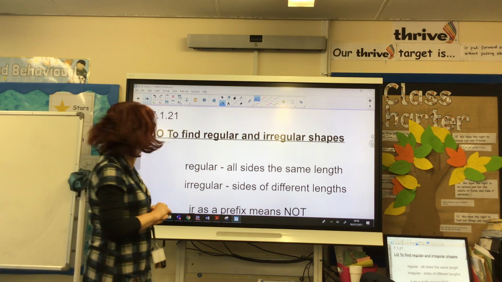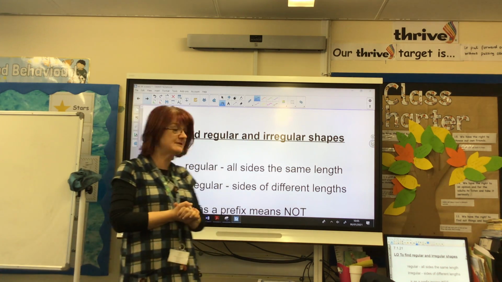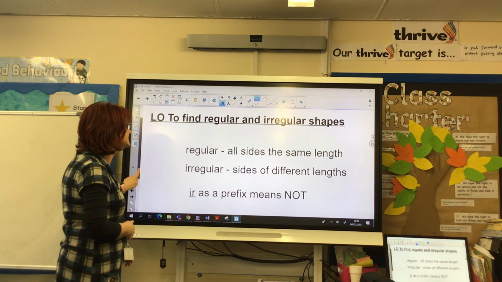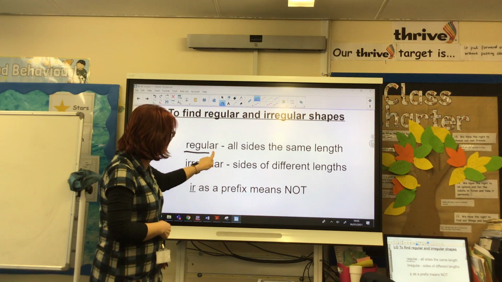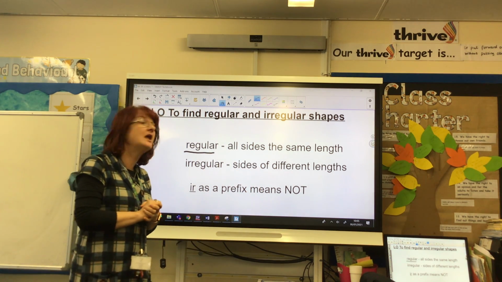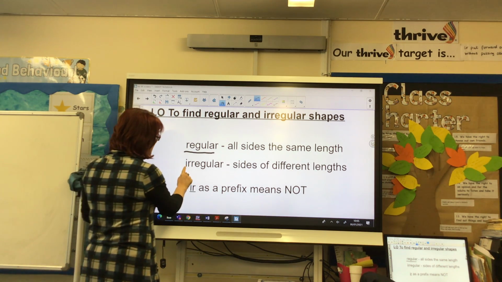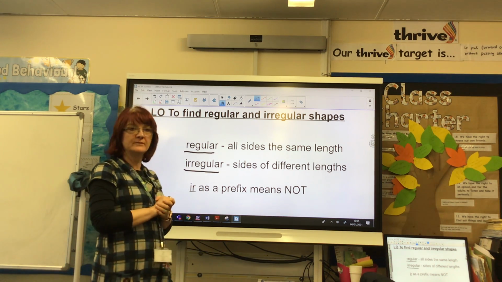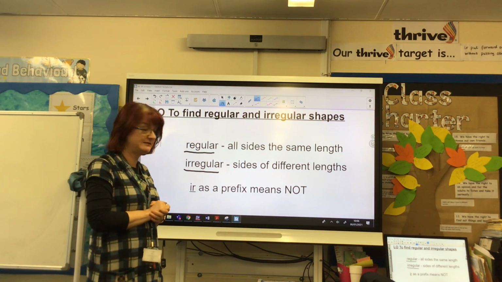So for today's work, we're looking at this to find the regular and irregular shapes. Let's have a little look at those words because they're quite tricky. So regular means that all the sides on the shape have the same length. They're all equal length. If a shape is irregular, then the sides on that shape have different lengths.